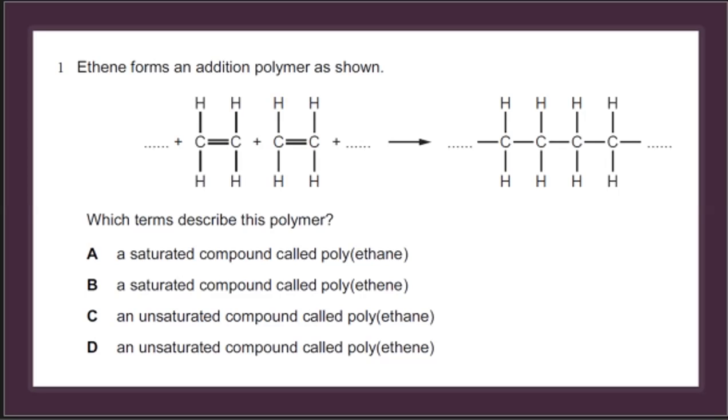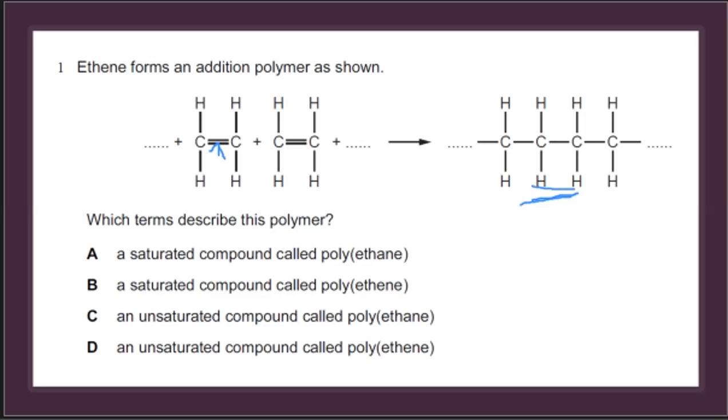All right, so we're going to do some multiple choice and try to incorporate the information again. Question 1: ethene forms an addition polymer as shown below. How we know it's an addition polymer is because the double bond is being broken and hydrogen is being added across the double bond. Which term describes this polymer?